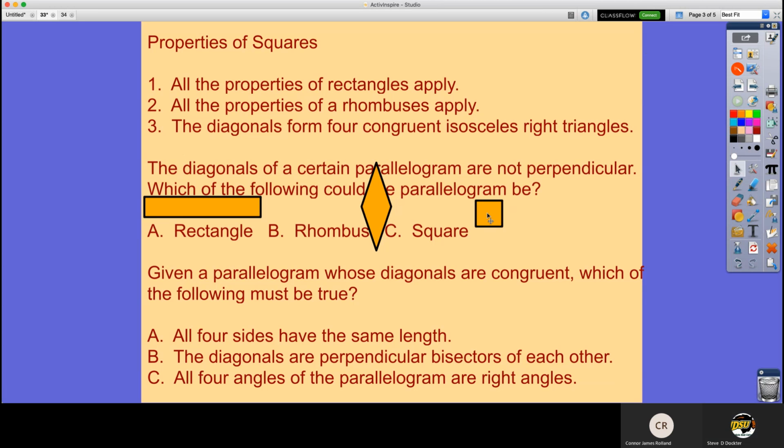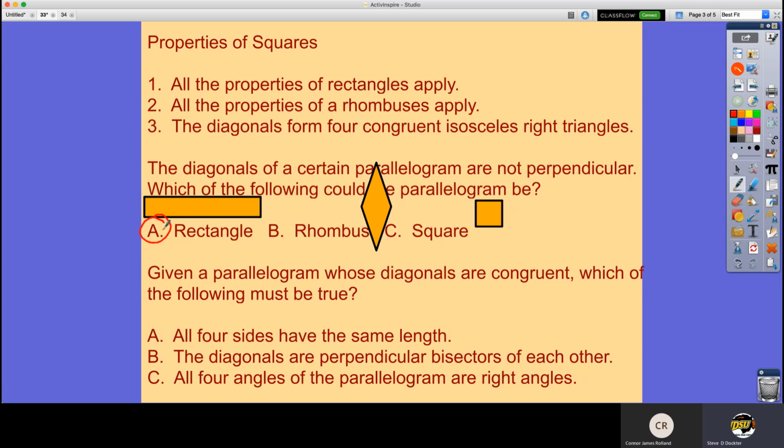Stetson, what do you think? Rectangle? Okay, if we drew in these diagonals here, it's pretty obvious, especially the skinnier the rectangle is, the more obvious that it's not going to be perpendicular for a rectangle. If you drew it in for a rhombus, it's pretty obvious that those are going to be 90 degrees. And for a square, because they're slanted, sometimes it looks like it, sometimes it doesn't, but they would be perpendicular in a square. So for that one, it is just going to be A.